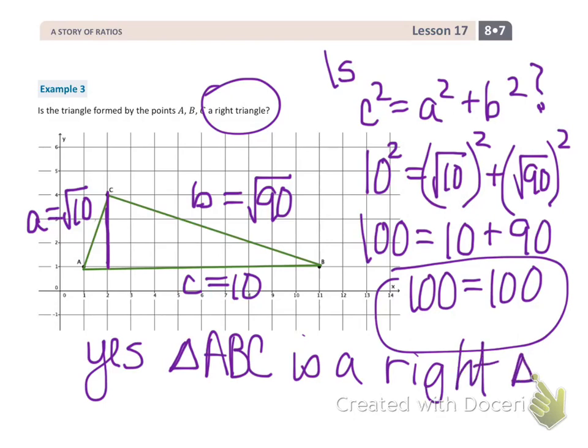Okay, so I know that this is a right angle right there.